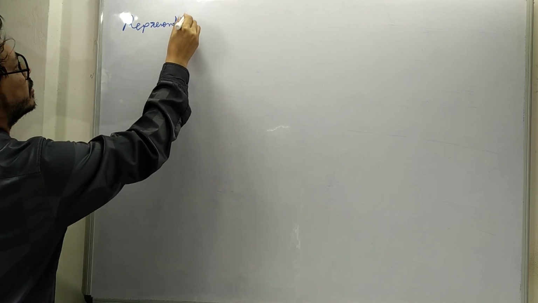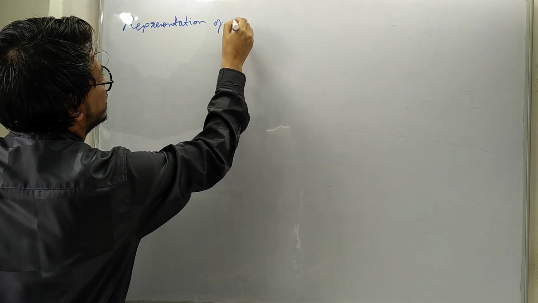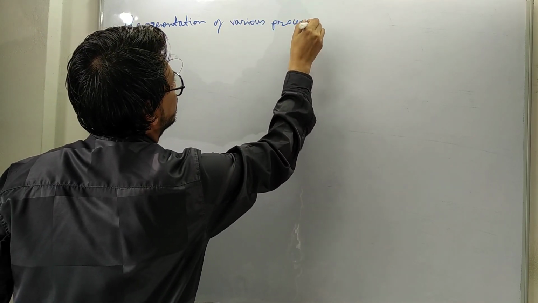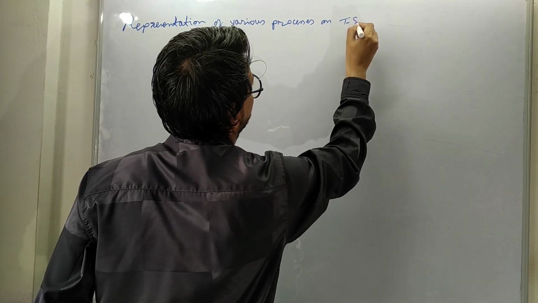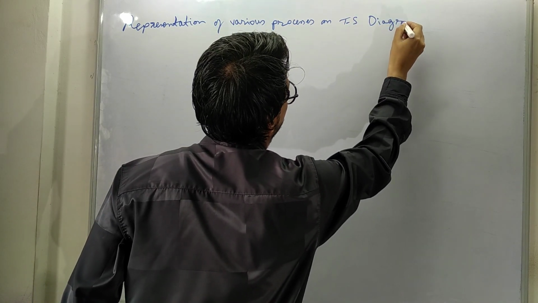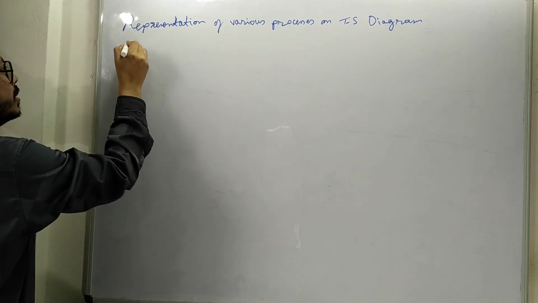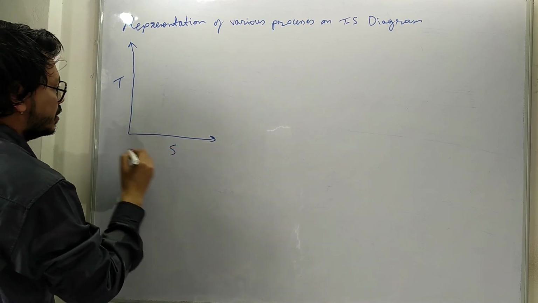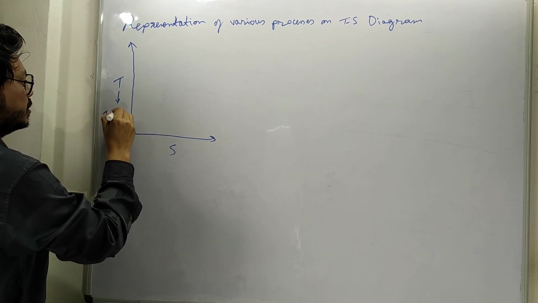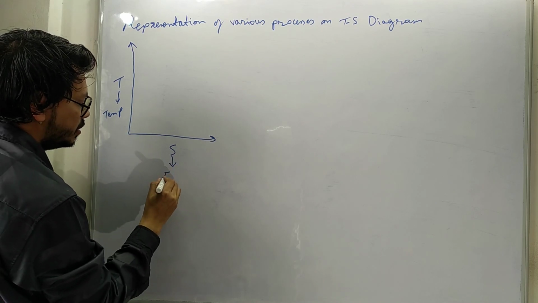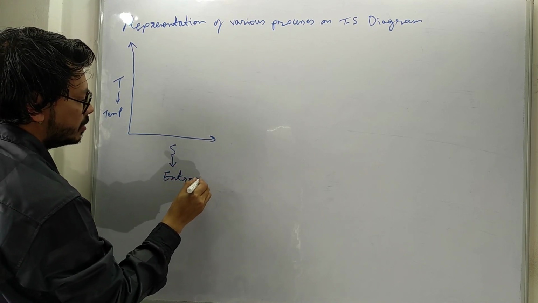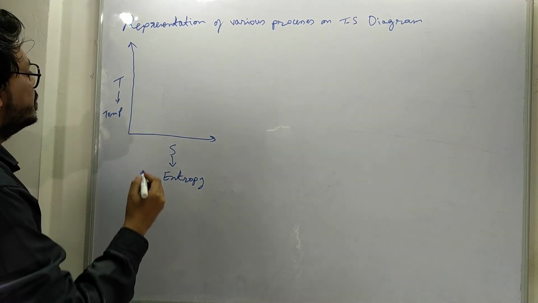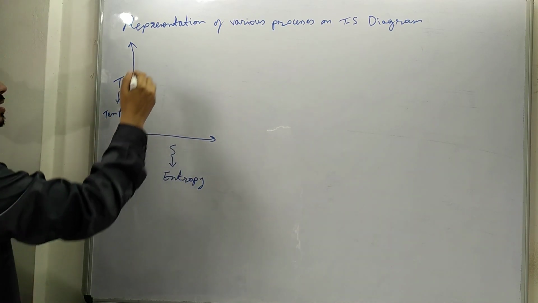Representation of various processes on TS diagram. This is our TS plot, where T is the temperature and S is the entropy. We will see the detail about the entropy in the entropy chapter. We are just looking at the processes on TS diagram.